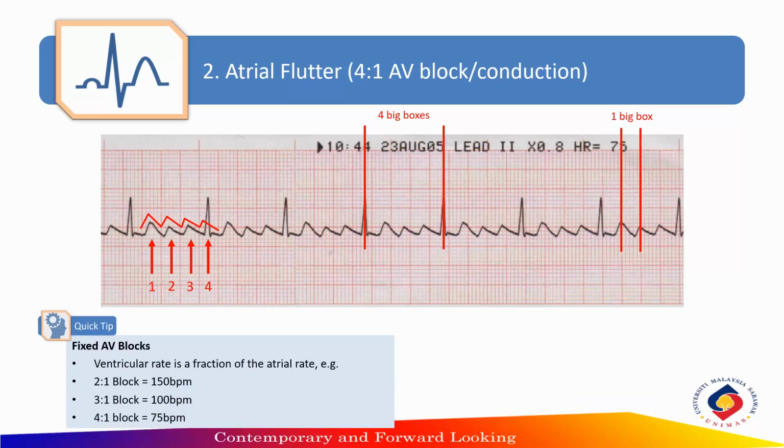When analyzing atrial flutter with a fixed AV block, do use the atrial ventricular rate fraction ratio as a guide. Generally, 2-to-1 AV blocks will produce a rhythm rate of about 150 beats per minute. A 3-to-1 AV block will produce a rhythm rate of about 100 beats per minute, and a 4-to-1 AV block will produce a rhythm rate of about 75 beats per minute. Here is how an atrial flutter with 4-to-1 AV block looks like on a cardiac monitor.